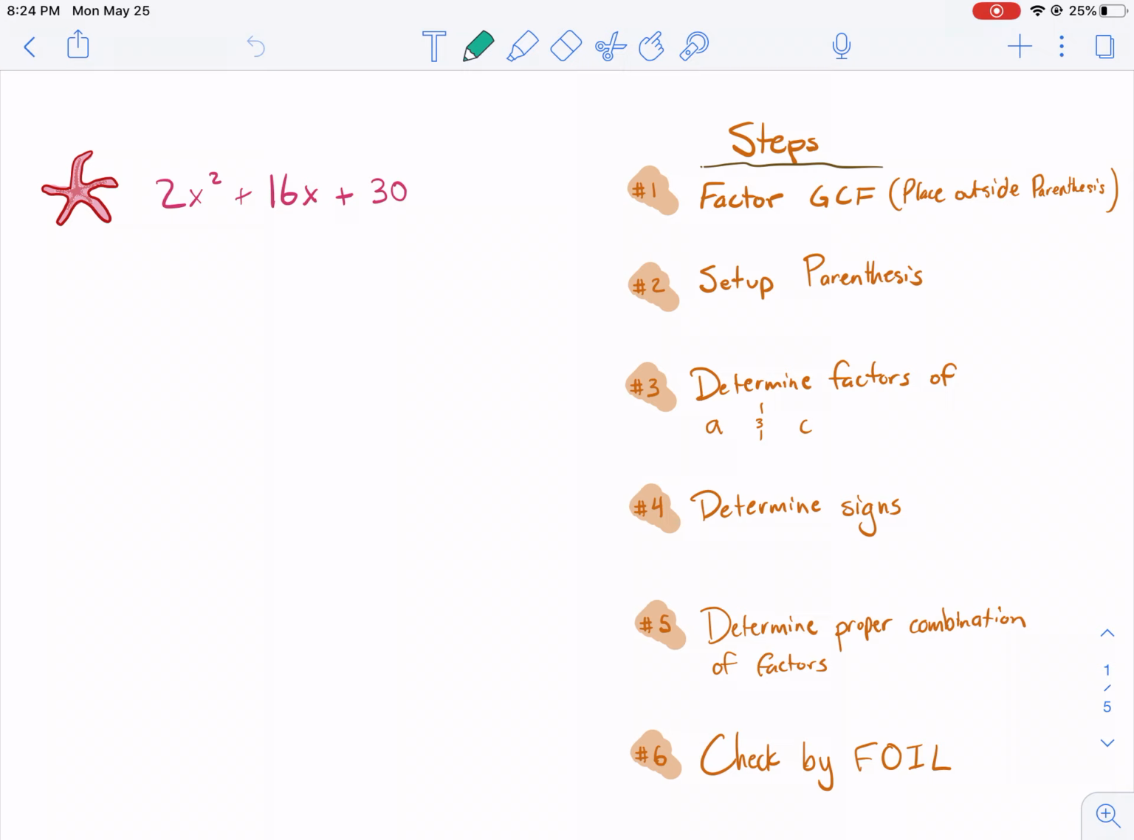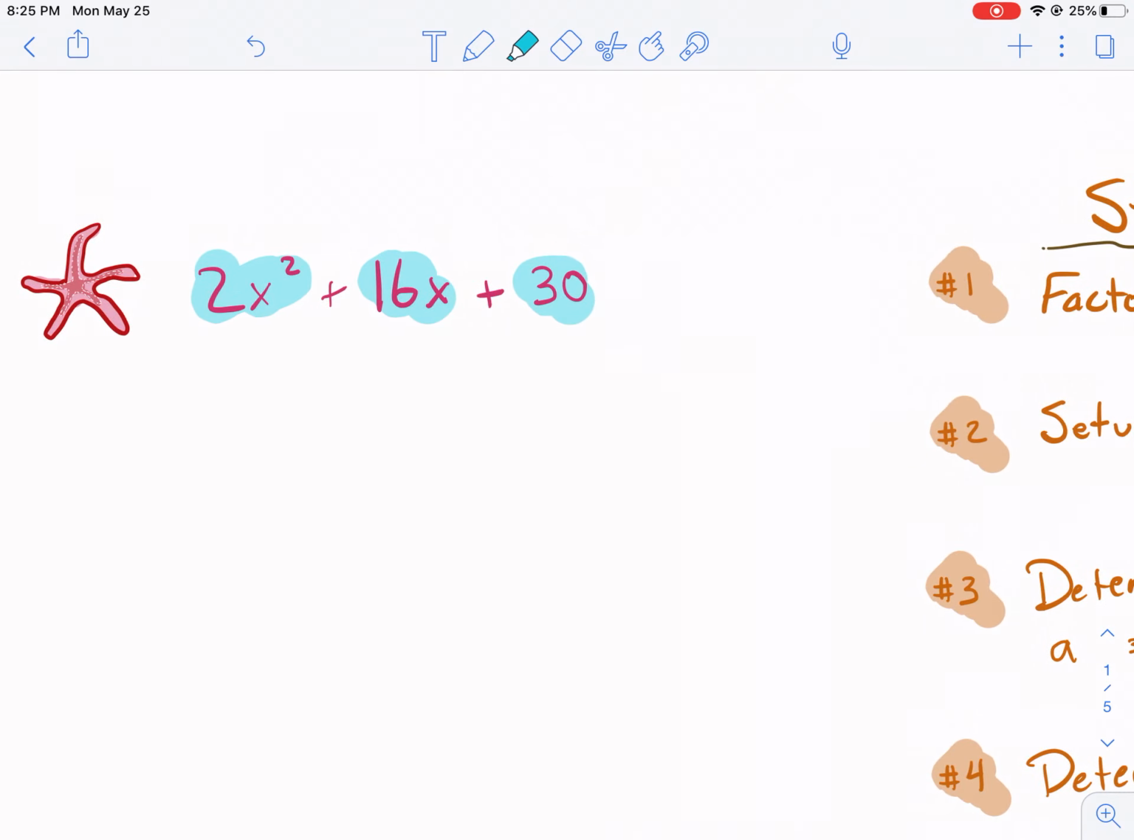So here we have: factor the greatest common factor. That's placed outside the parentheses. GCF means if we're looking at these three terms, we're looking for anything they have in common between the three of them. Is there anything? Variables, no, because not all three have an x. But if we look at the coefficients, the numbers, we notice there's a factor of 2 in each. So first we are going to factor out a 2.